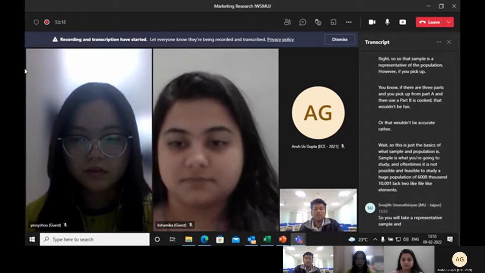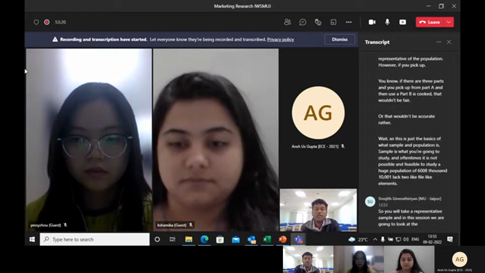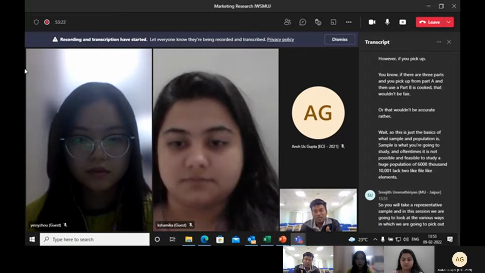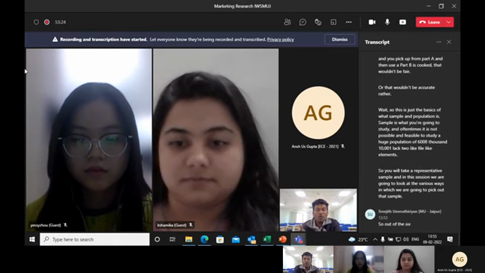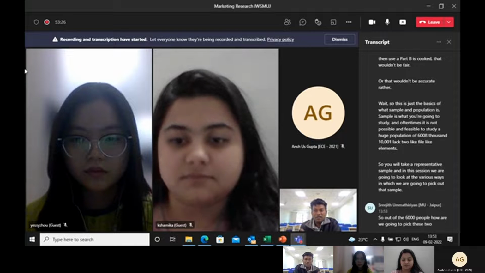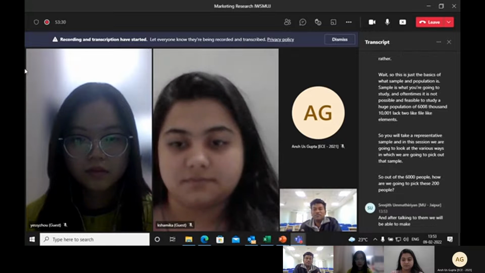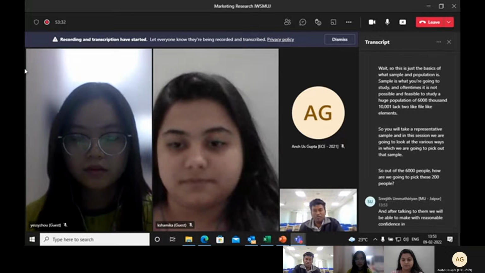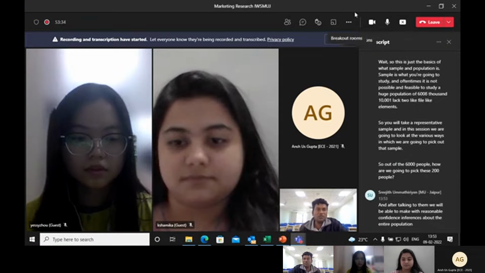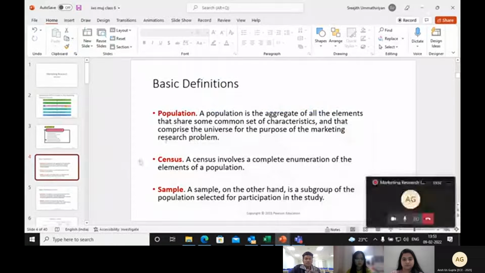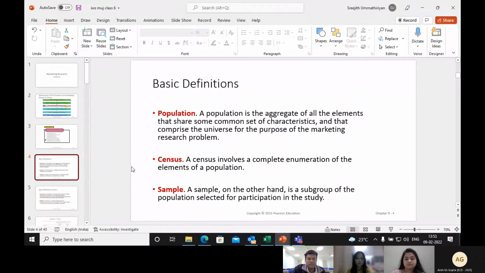In this session, we are going to look at the various ways in which we pick that sample. Out of the 6,000 people, how are we going to pick these 200 people? And after talking to them, we will be able to make, with reasonable confidence, inferences about the entire population. That is what we are going to be looking at in the next 20, 30 minutes. So I spoke about what population and sample are.